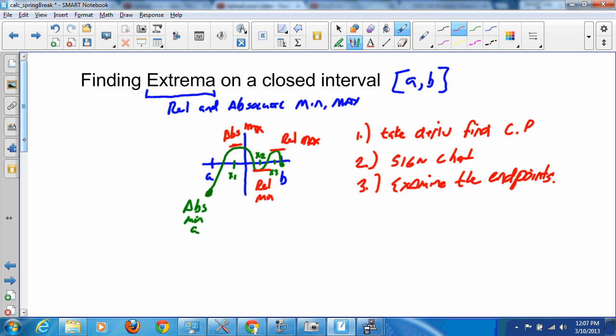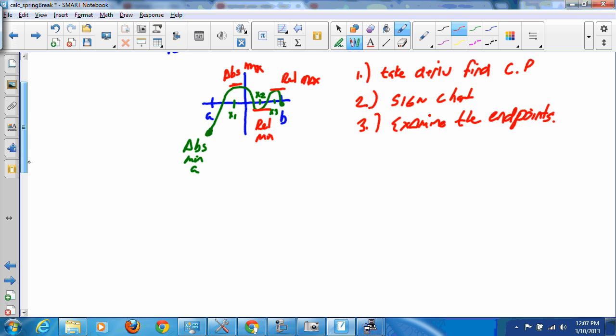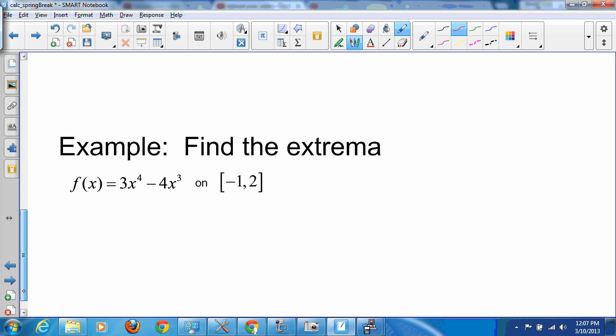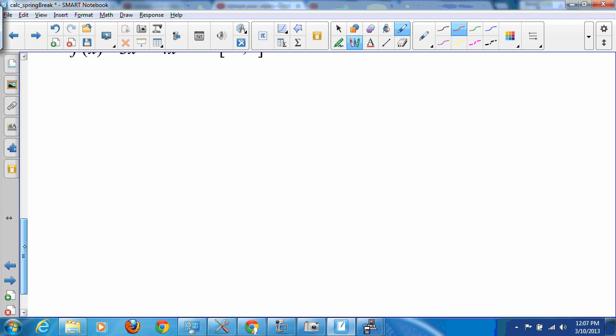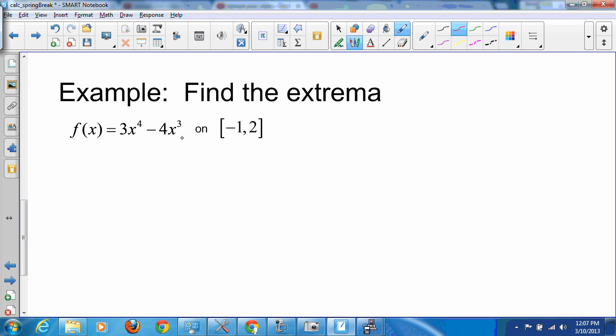Alright, so let's go down here to the bottom of the screen and take a look at an example. Notice we don't have the luxury of having the graph here. So we're going to find the extrema of this function, 3x to the 4th minus 4x cubed, on the closed interval of -1 to 2. So remember, that's what the square brackets mean, a closed interval. Whatever critical values we find, we also are going to consider the function values at -1 and 2.